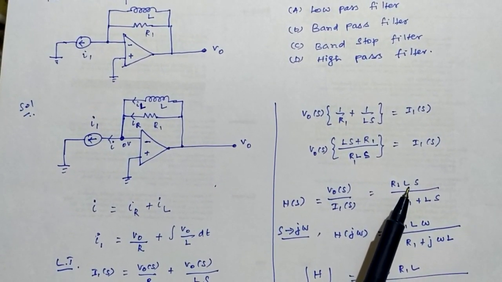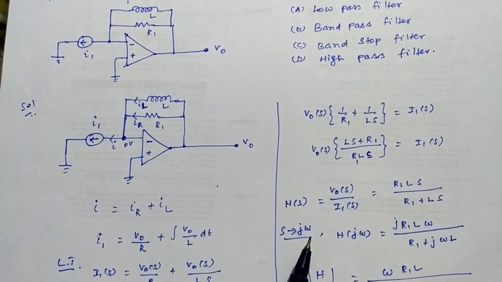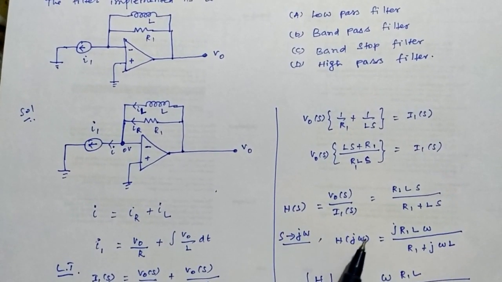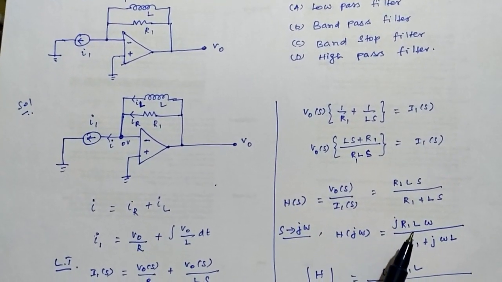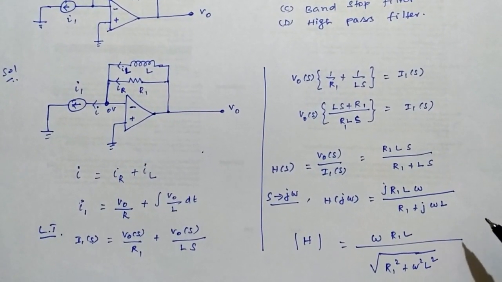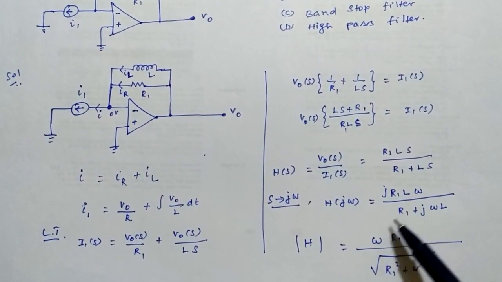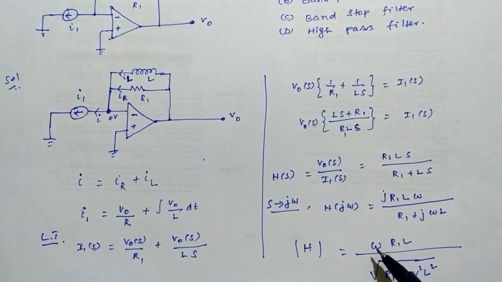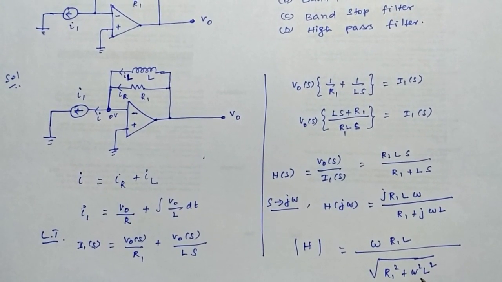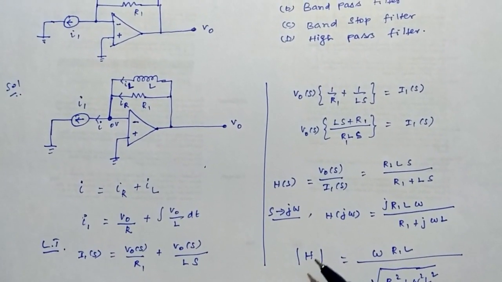To find what type of filter it is, you replace S with j omega. So this H of j omega is equal to, replacing S by j omega, then find the magnitude of this filter. For the numerator we have the magnitude omega R1 L, and the denominator is the square root of R1 square plus omega square L square. So this is the magnitude of the filter.